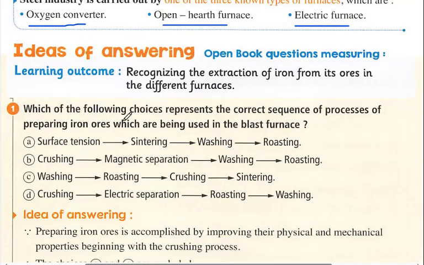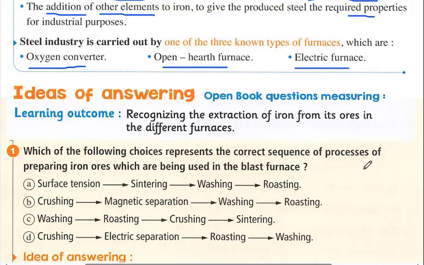Which of the following choices represents the correct sequence of the processes of preparing iron ores which are used in the blast furnace? So here, the last preparation before putting in the blast furnace or Midrex furnace, improving its chemical properties, is through roasting. So sintering is not the last, but roasting is the last. So C is not correct. Roasting, then washing is a surface tension. It is concentrating. Roasting is supposed to be after concentrating. So it is also wrong.